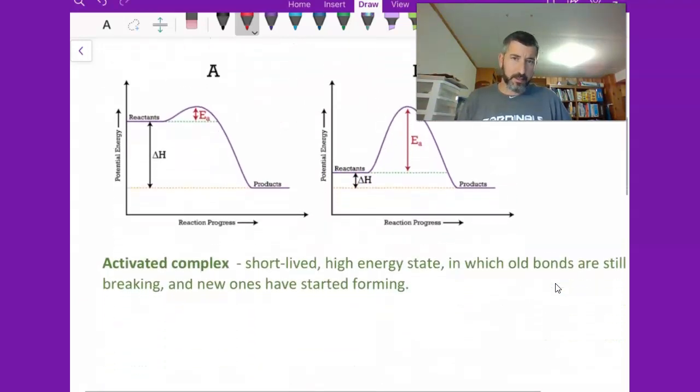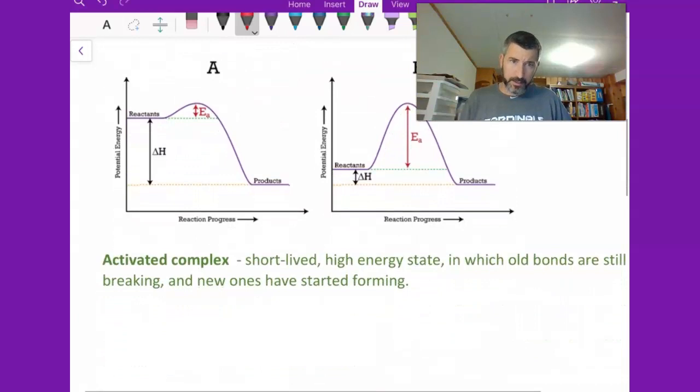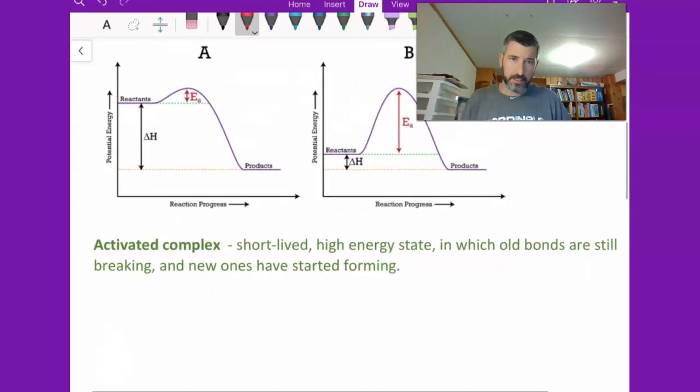Okay, another term that the online lessons spend a lot of time on, in fact an entire section on, is activated complex. I'm not going to spend a ton of time on this. It is conceptually somewhat important, but it's a very short-lived part of the reaction. Essentially, it represents the top of the hill. So if you think about your reactants, your products, at the top of the hill you have your activated complex.